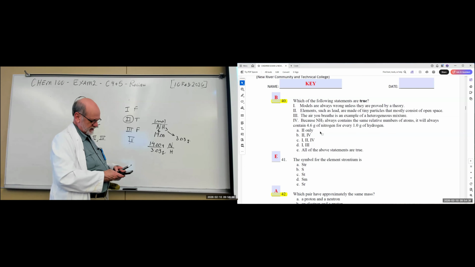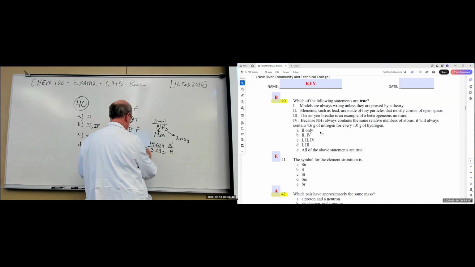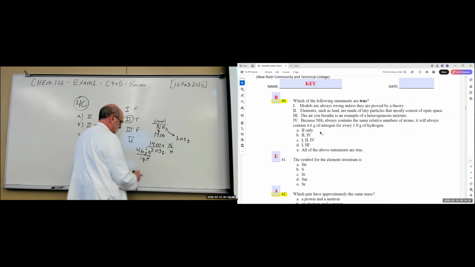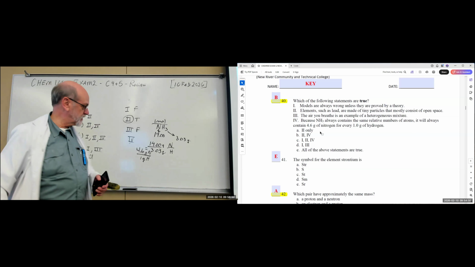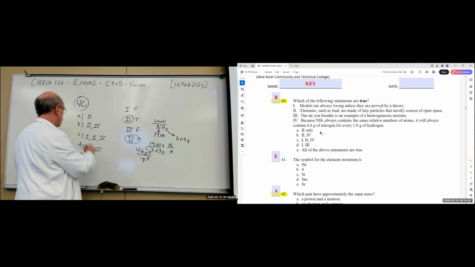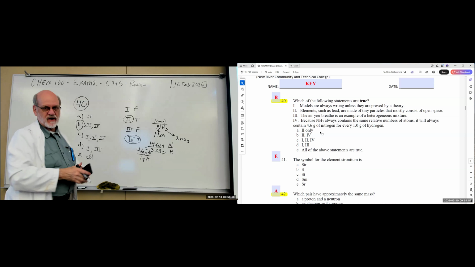So 14 divided by 3.03 is 4.6. So that's 4.6 grams of nitrogen for every 1 gram of hydrogen. So that's true. This one is also true. So 2 and 4, that means B is our answer.